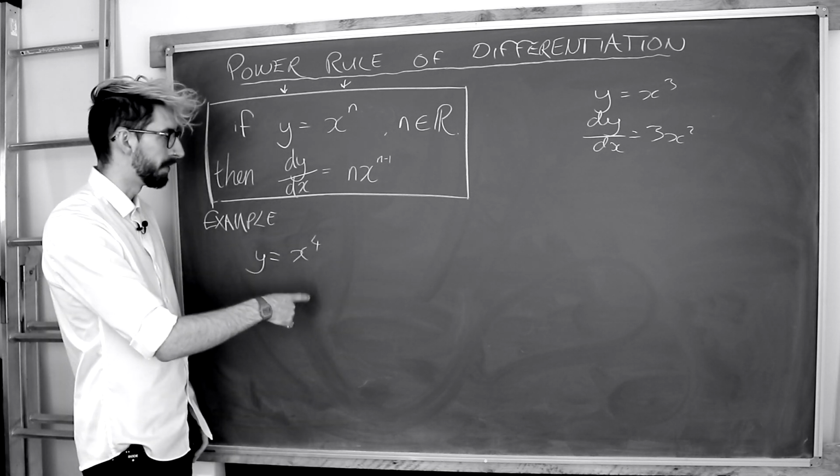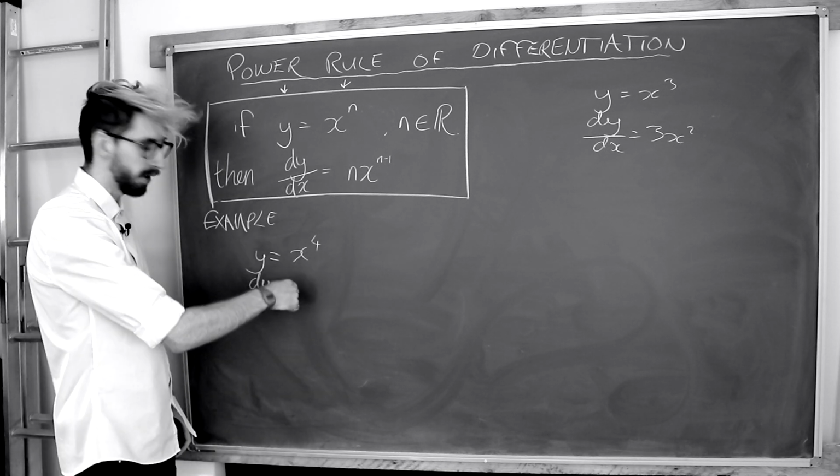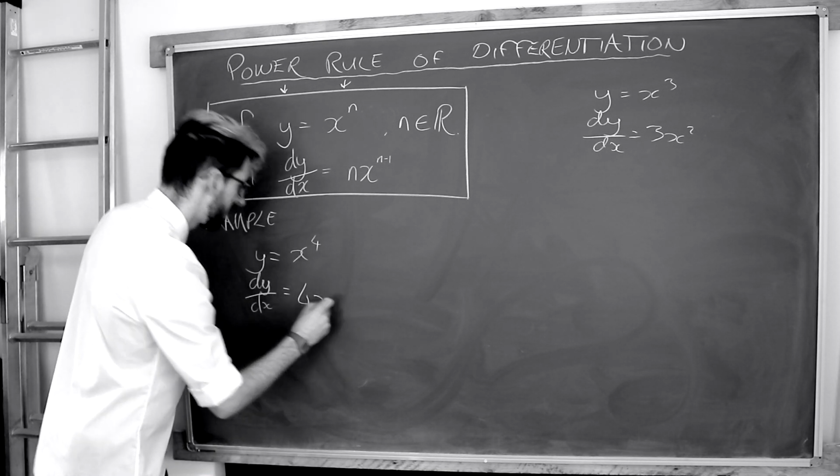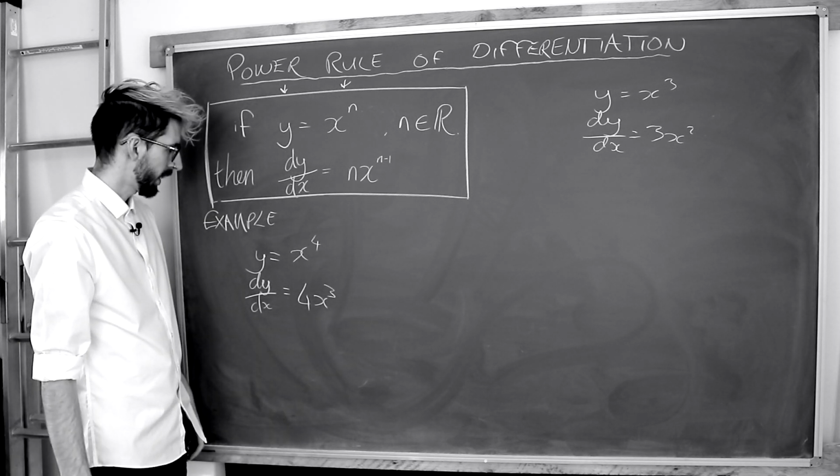Y equals x to the power of 4. Just going for the next one. So power goes to the front. Minus 1 off the power. Job's a good one. Let's do another one.